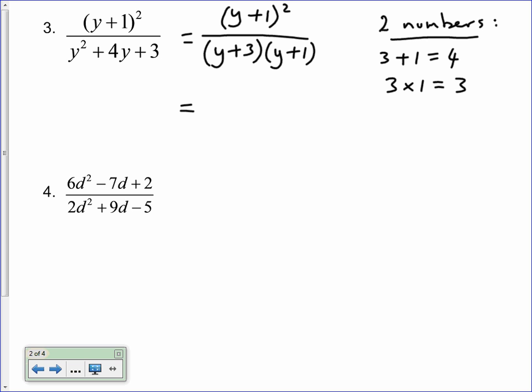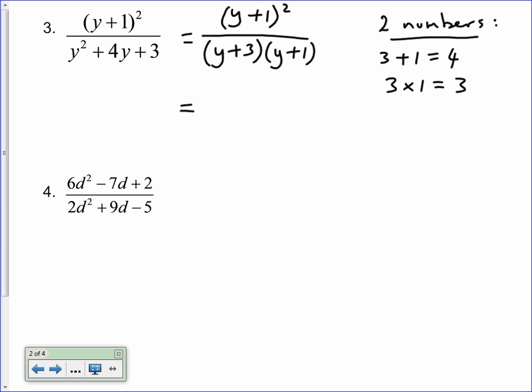Sean, what do you notice about the top and bottom here? Numerator, denominator. No, there's something similar about it. Yes, I'm looking particularly for, they both have y plus 1. So what happens to those y plus 1? What can happen, Cooper?